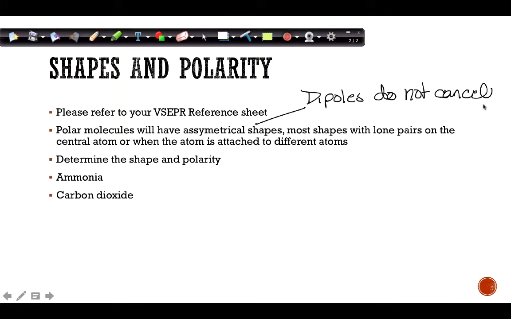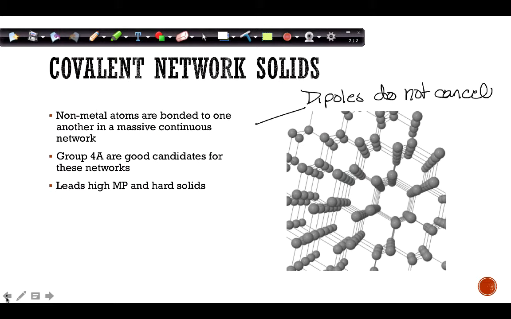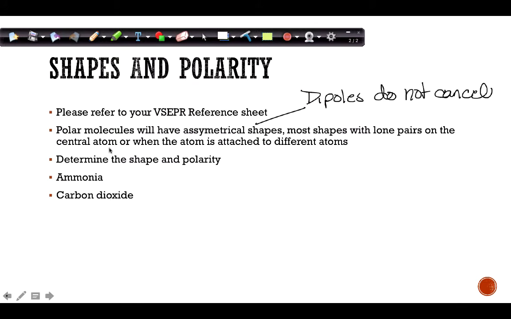If you're reading a multiple choice question or answering an FRQ, it's not because of the asymmetrical shape, it's because when we have this asymmetrical shape, the dipoles do not cancel each other. So most shapes with lone pairs on the central atom will push the atoms closer together, and it makes an asymmetrical shape. Those lone pairs push the atoms closer together because those non-bonding electrons repel more strongly.